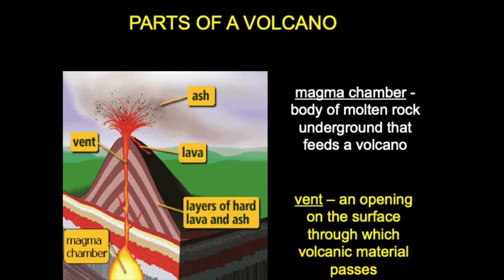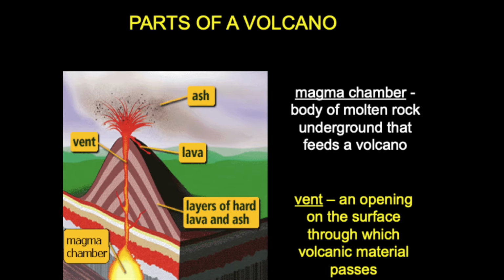Let's start with the magma chamber. The magma chamber is actually under the ground, and this is where the pressure is built up depending on what type of material is within the magma. The magma makes its way up through the vent, and as it reaches the atmosphere, it becomes lava.